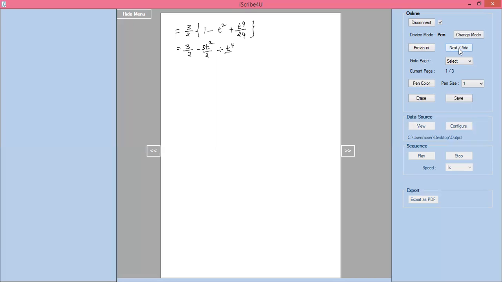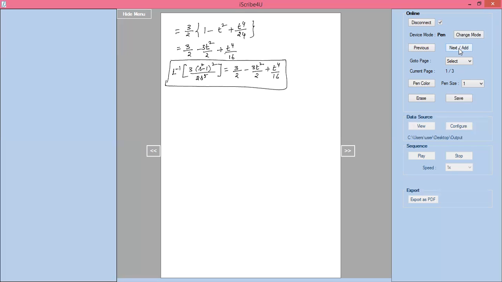If you simplify, 3 ones are 3, 2 into 8 should be 16, t power 4 divided by 16. This is the solution for the given equation. I'll write this one: L inverse of 3 into s square minus 1 whole square divided by 2 into s power 5 equals 3 by 2 minus 3t square by 2 plus t power 4 divided by 16, which is the required solution for the given equation.